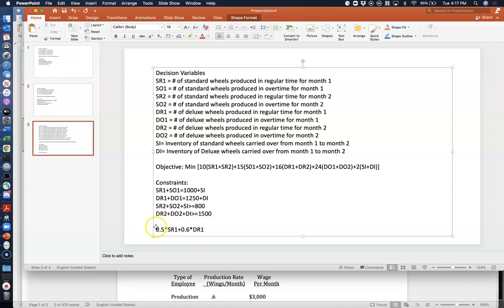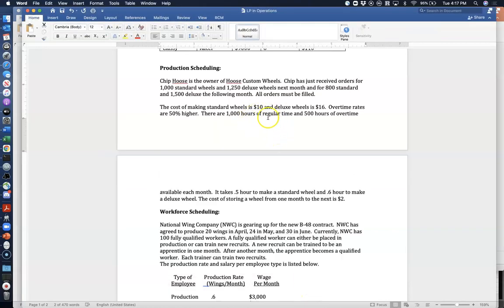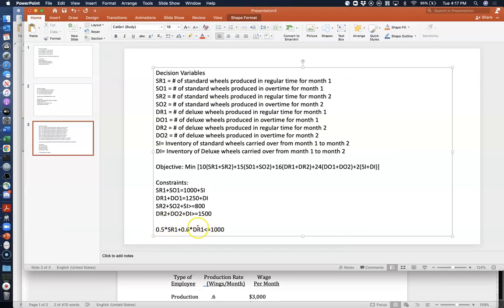So this is the total amount of regular time that you need to make standard and deluxe wheels, and this cannot exceed the amount of time that is available, which is 1000 hours, right? So 1000 hours of regular time and 500 hours of overtime available. That's the total amount of time required to make all the standard and deluxe wheels in regular time. Similarly, the total number of hours required to make standard and deluxe wheels in overtime cannot exceed 500 hours.